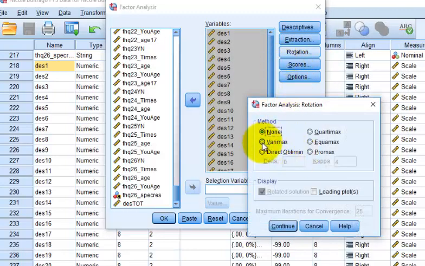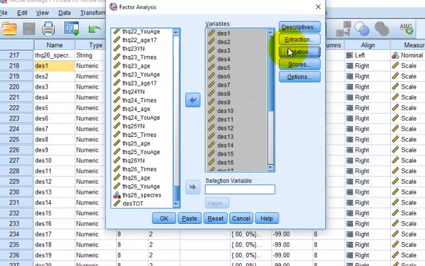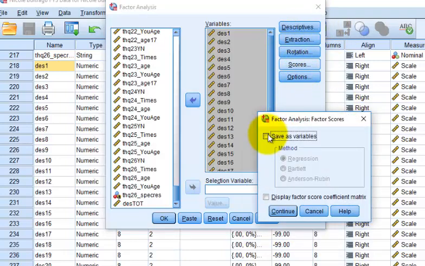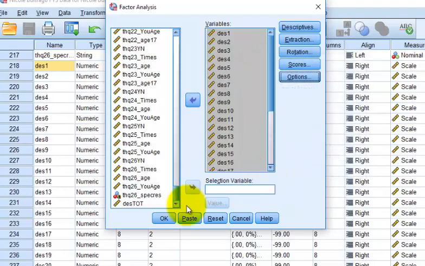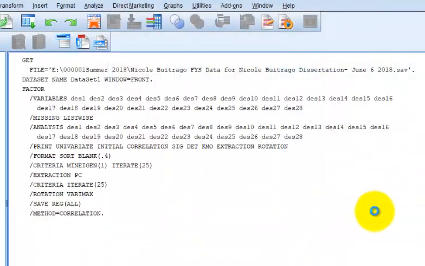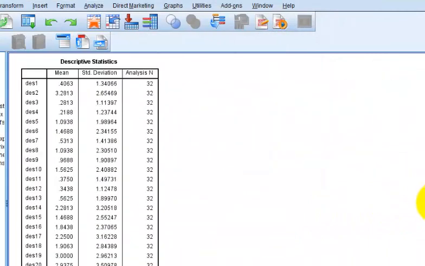And we normally do a varimax. That's an orthogonal rotation, if that means anything to you. We're going to save it as a new variable. And options, yeah, we're going to sort. We only want those items that load up relatively strongly with 0.4. And again, let's take a look at the output.